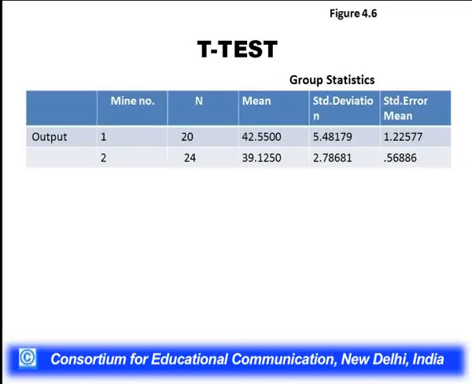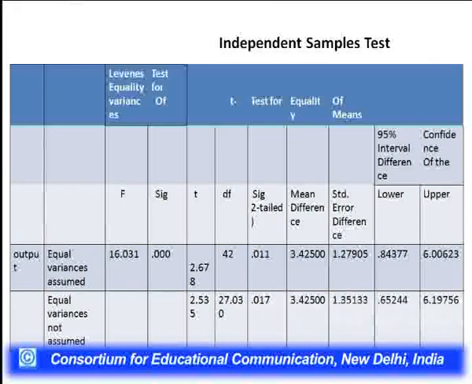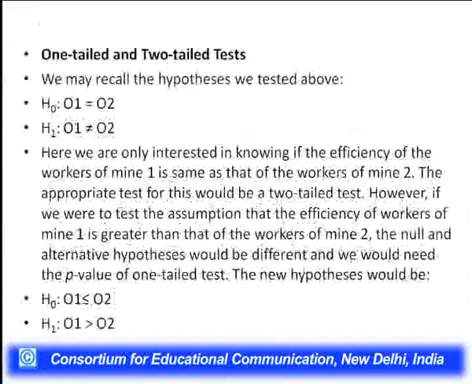The output of the two mines 1 and 2 shows the mean values and the standard deviation. Here we have two sets of values, Levene's test for equality of variances and the t-test for equality of means. So in this case we are trying to find out two things, the equality of variance and the equality of mean. In both cases you have to see the t value and the significance value. Again, if the significance value is less than 0.05, there is a significant difference, otherwise not.